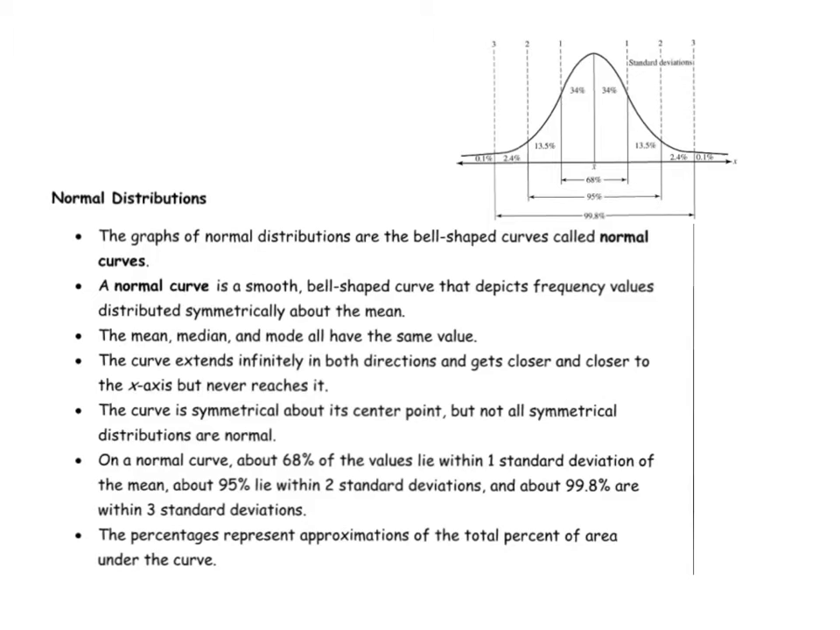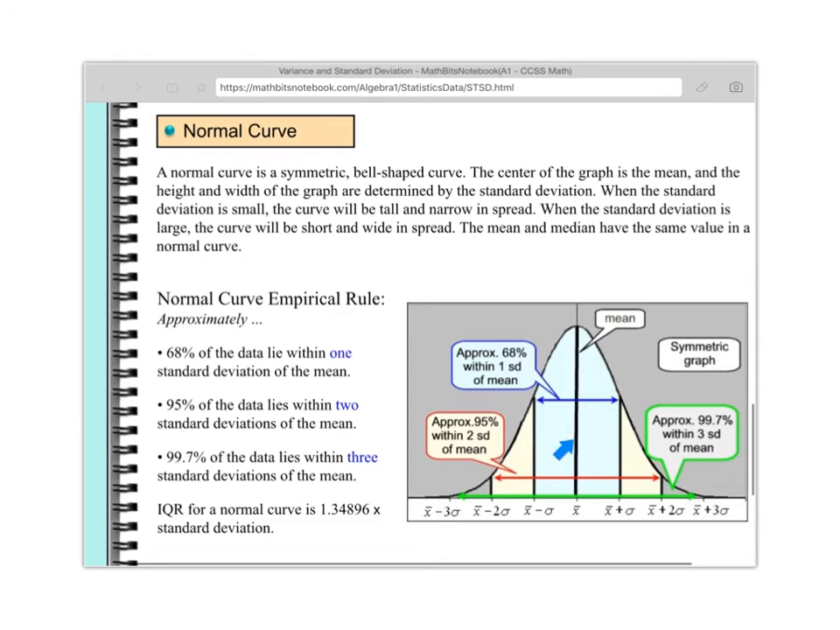On a normal curve, about 68% of the data lies within one standard deviation of the mean. So as you can see here in blue. And 95% of the data lies within two standard deviations. So the yellow and the blue together would be 95% of the data, which is two standard deviations below and two standard deviations above the mean.